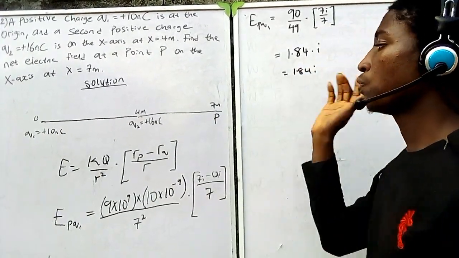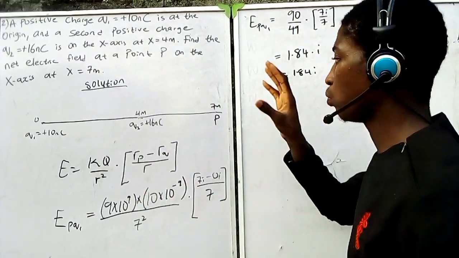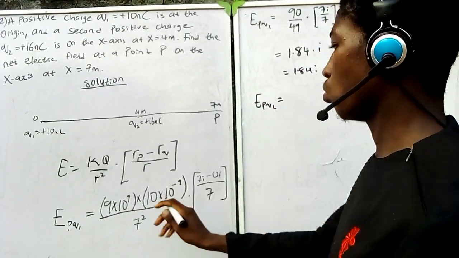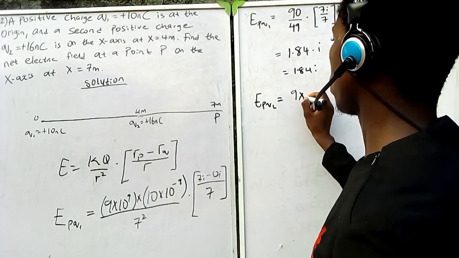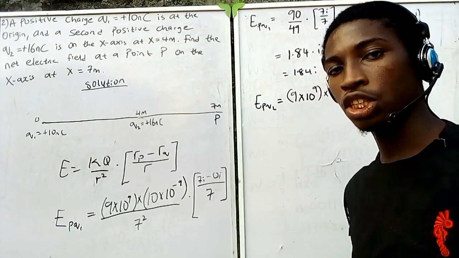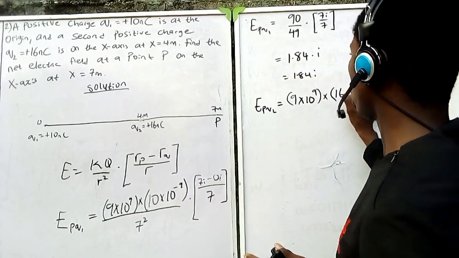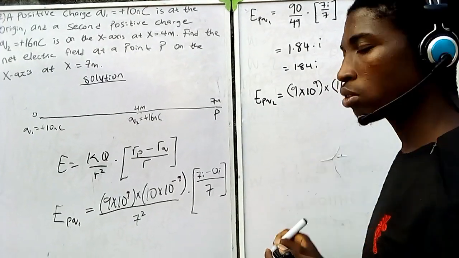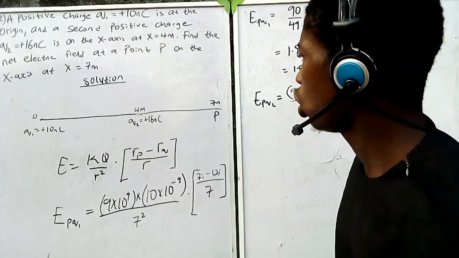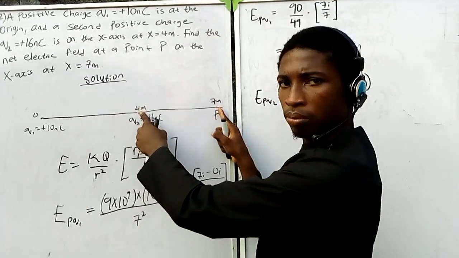And let's go over to the electric field that P is feeling from Q2. Right, so the same thing that we did here, same thing that we do for Q2. So that is E_PQ2 equals this same formula. Our K is 9 times 10 to the power of 9, right? This bracket times, now the charge in consideration is Q2. What is Q2? 16 nanocoulomb, times 10 to the power of negative 9, right? Now divide by, what's the distance between Q2 and P? Q2 is at 4 meters, right? And P is at 7.